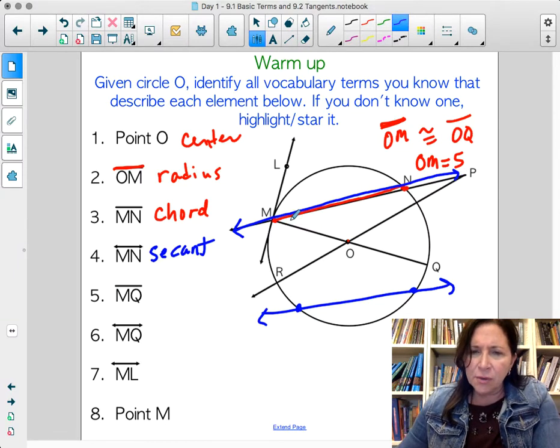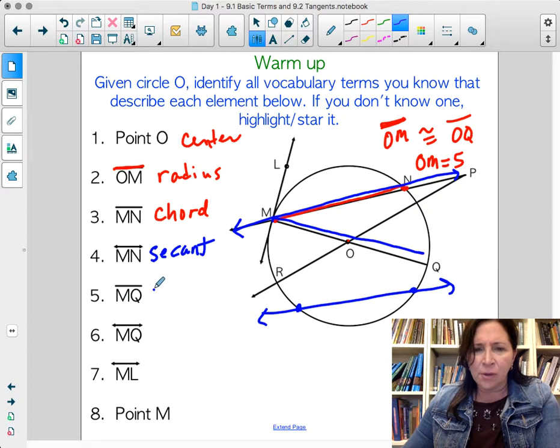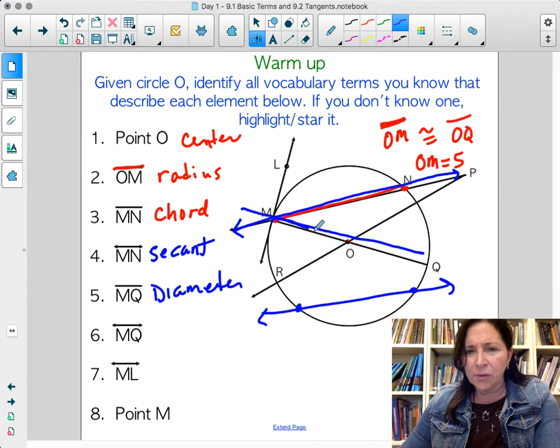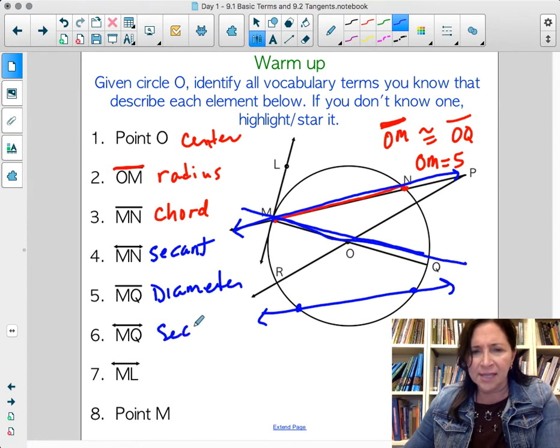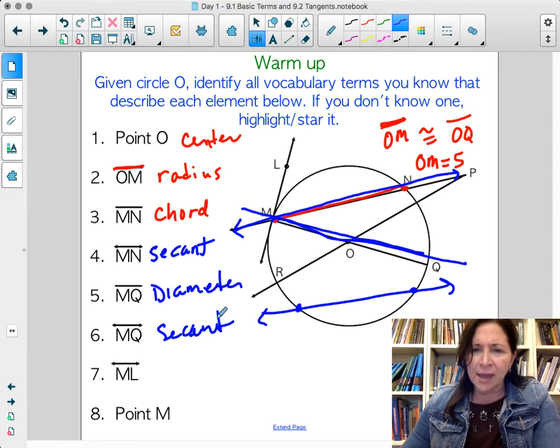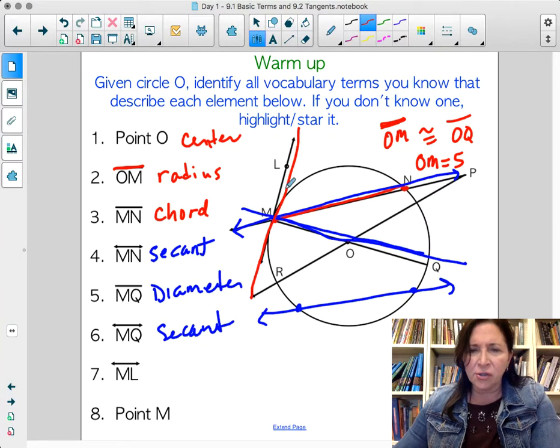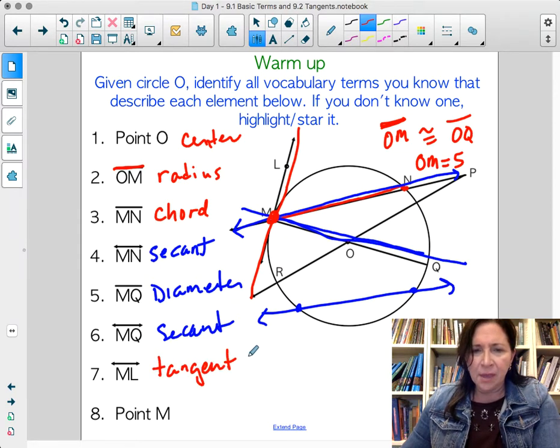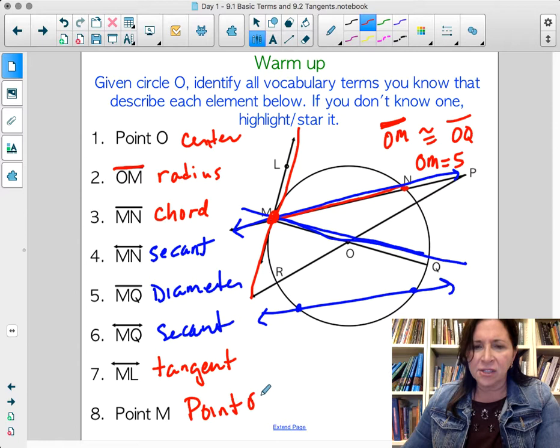Anyway, MQ. Where's MQ? MQ is this length right here, and that's what we call our diameter. And then we have line MQ. See the line like that? That line is what we call a secant. We have line ML, which is up here. See this line? It touches my circle in one place, that point of tangency. So ML is actually a tangent line. It's a tangent, and point M is the point of tangency.